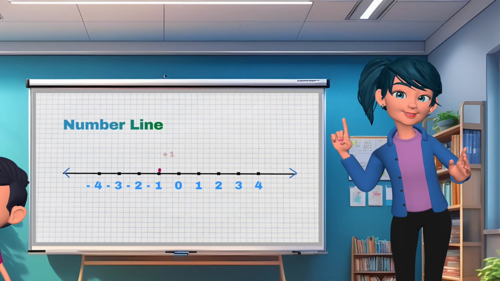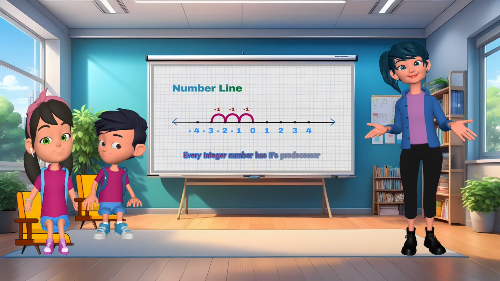Let us find the predecessor using the number line. From the number line, we see that the predecessor of 0 is -1, the predecessor of -1 is -2, the predecessor of -2 is -3, and so on. Here we see that the predecessor of a number is on the left side of that number. It goes from right to left on the number line. Every natural or whole number does not have its predecessor, but every integer has its predecessor.